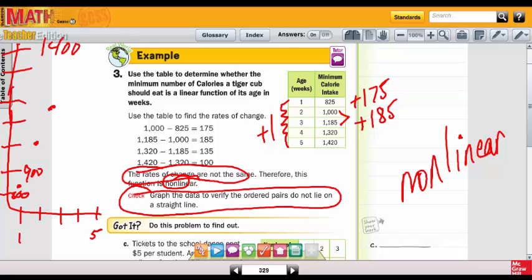4 we can see is at 1,320, which would be about here, and 5 would be at 1,420, which is going to be just over 1,400. It's not really easy to tell on this, but you should do this either in a graphing calculator or on graphing paper, and you would see that this is not a straight line. Because at first our change is 175, then it goes up to 185, and by the time we get here it's down to a change of 100. So it would be rising faster here and then tapering off, becoming less and less of a change, and we definitely do not have a straight line. Please press pause and do letter C.